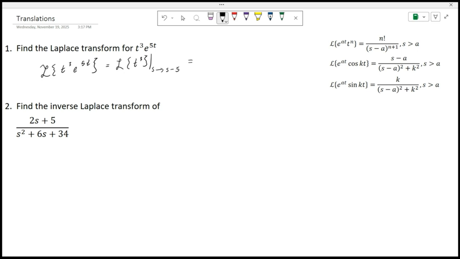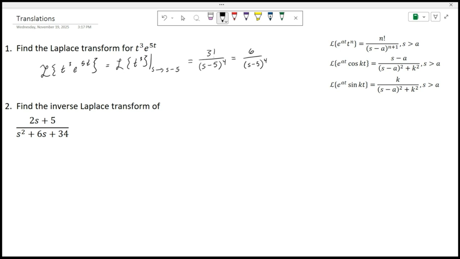So here, t cubed would be 3 factorial over s to the 4th. And so that s to the 4th is just going to become s minus 5 to the 4th. And I can simplify that just by evaluating the factorial. So 3 factorial is 3 times 2 times 1, which is 6 over s minus 5 to the 4th. All right, so that's how I can do a Laplace transform using a translation.